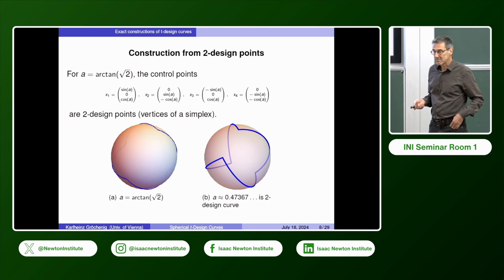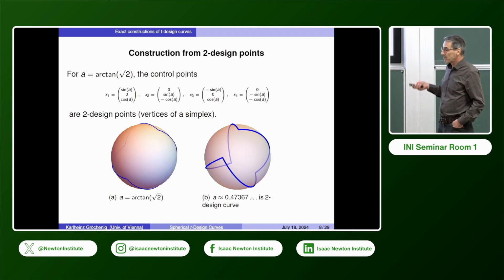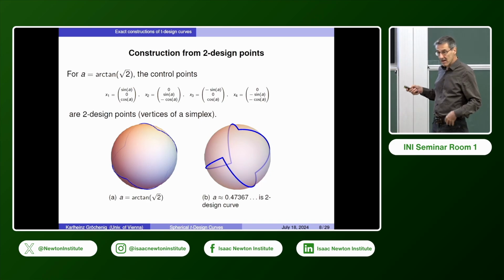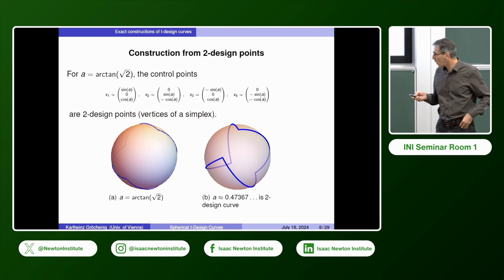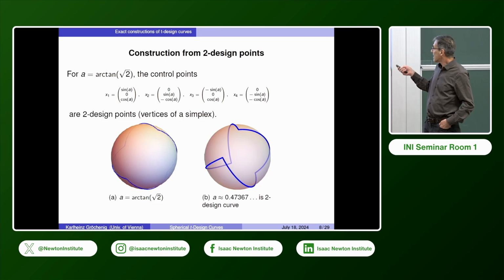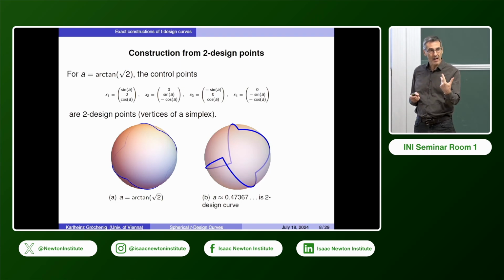Well, these are computations, estimates, mean value theorem. It's elementary, but requires some work. So you find a value of a, in other words, a configuration of 4 points, where you get the 2-design curve after connecting these points. But the moral is it's different from connecting points to a curve.